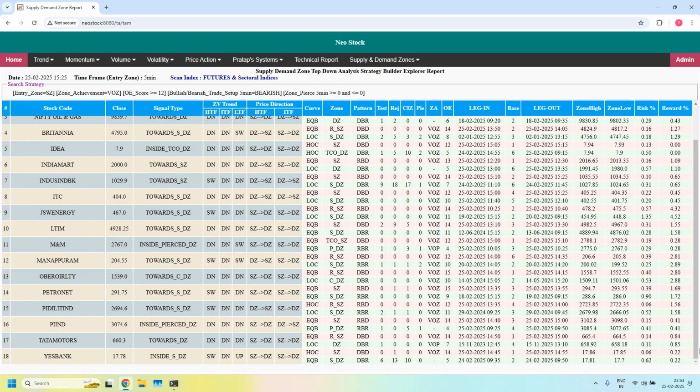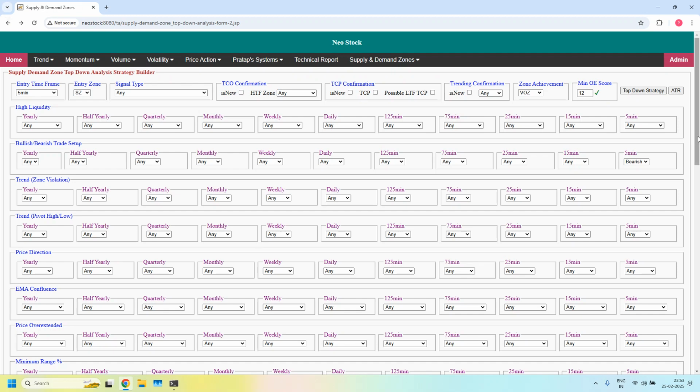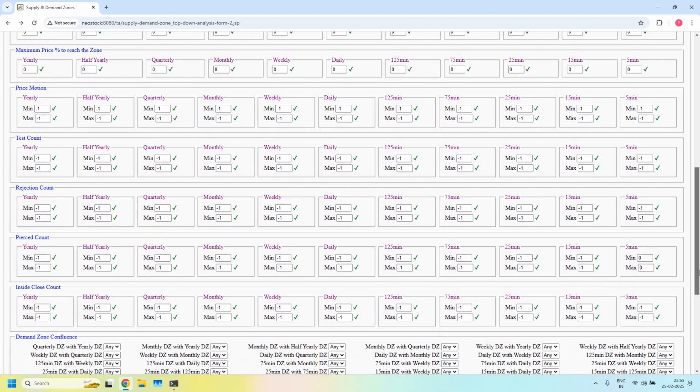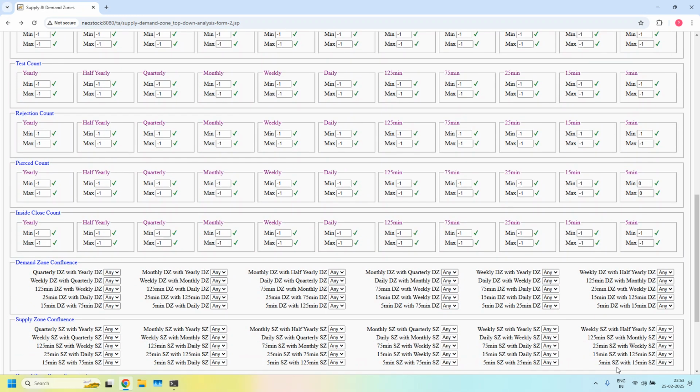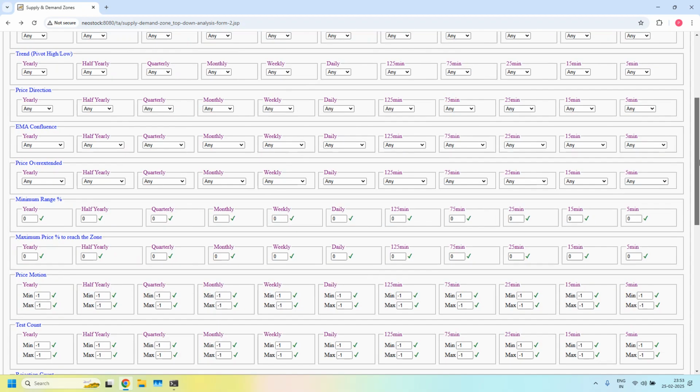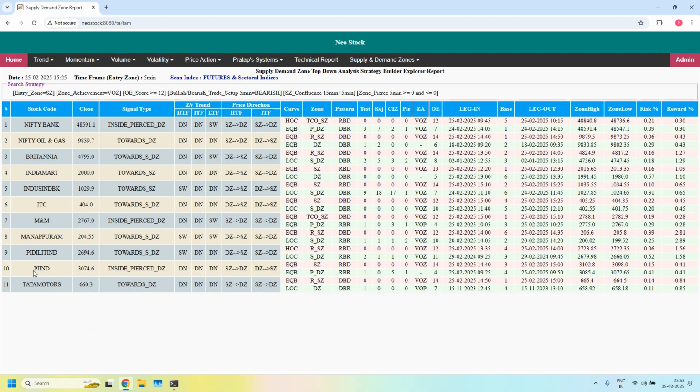First filter is LTF, ITF, supply zone Confluence. That is 5 minutes and 15 minutes supply zone Confluence. So with this filter, we got 11 stocks. In all these 11 stocks, these 5 minute supply zones are overlapped with 15 minute supply zone. And 15 minutes trend, ITF trend is down in all these stocks.